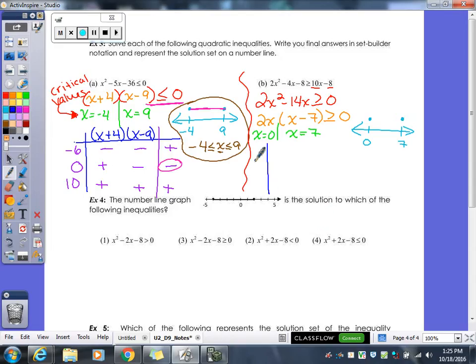So now we'll set up our table. Again, you put the factored form at the top of your table. So our 2x times x minus 7 goes up there.